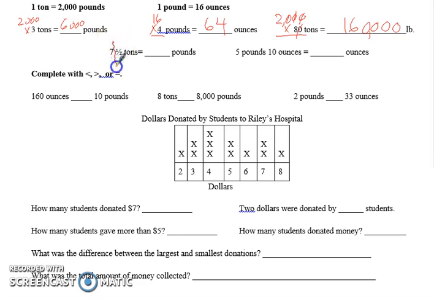7.5 tons. I'm going to split this part again. Take 7 times 2,000. That's 14,000. Half of 2,000 is 1,000. And I add them together and you're at 15,000 pounds.